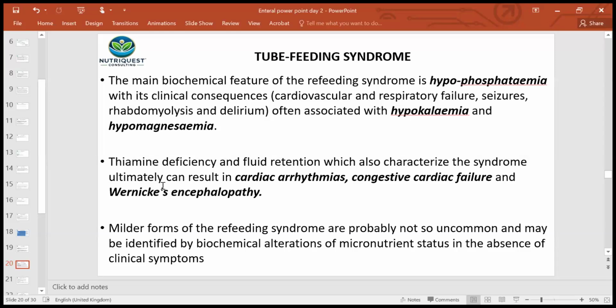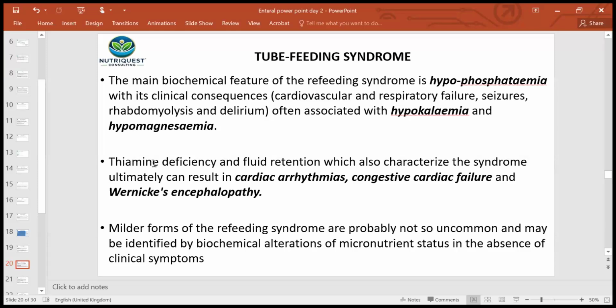Usually the signs of Wernicke-Korsakoff syndrome are present, so such patients are put on IV thiamine, and also pyridoxine.